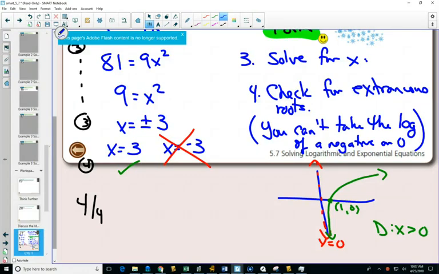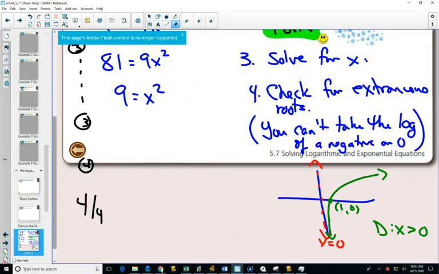How many marks do you get if you did this on the exam? Square root of 9 is plus or minus 3. I know minus 3 doesn't work, so x equals 3. How many marks do you get for this one on the exam? I did it right. I'm going to get 2.5 out of 4.